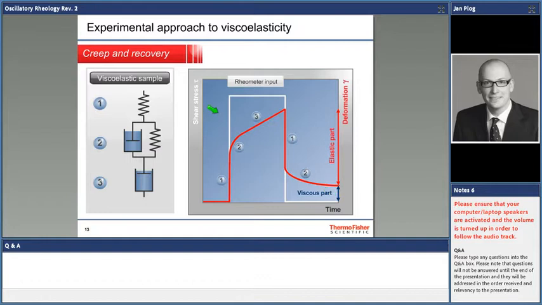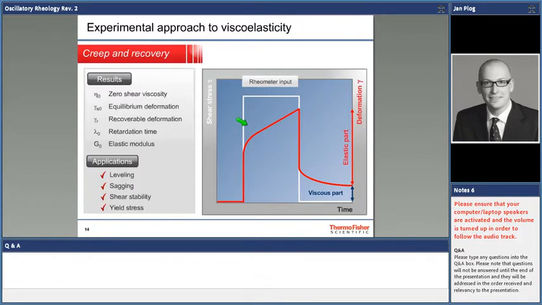However, again, most of the applications that you want to mimic with a test like that are gravity-driven processes, leveling, sagging behavior. However, this is not all a creep and recovery test brings you. It is still excessively used in some industries to also determine the zero shear viscosity.